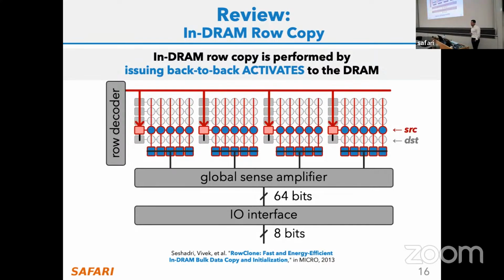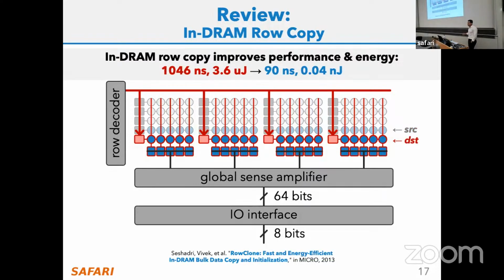So when you issue these row copy operations, the first activate to the first row copies the source row to the local sense amplifier, and then the second activate asserts the word lines in the target DRAM cells, which allows the local sense amplifier to drive the data that was previously latched into the destination row, hence realizing the in-DRAM row copy operation. And we also saw that by doing so, we can reduce the latency of copying 4 kilobytes of data inside the DRAM chip from 1046 nanoseconds to around 90 nanoseconds, and also improve energy consumption significantly.